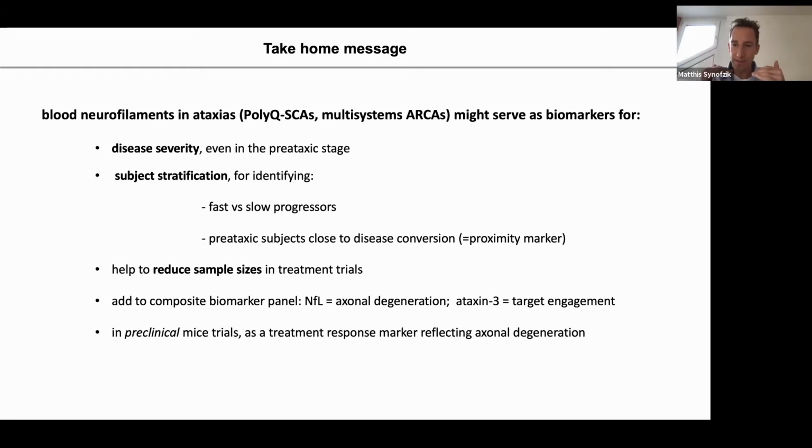And the suggestion would, at the end, I think, be to put it together with ATXN3 or the other ATXN2 or whatever we are going to be able to measure, and to capture axonal degeneration as a disease progression marker, combine it with a target engagement marker. And finally, I think NFL and PNFH are good markers in preclinical mice trials.